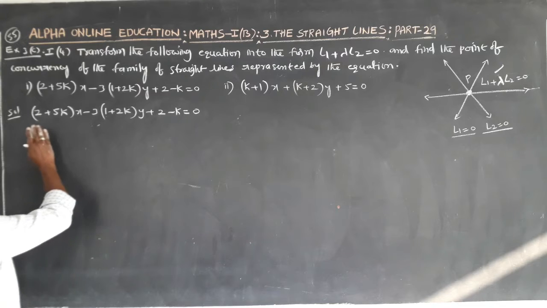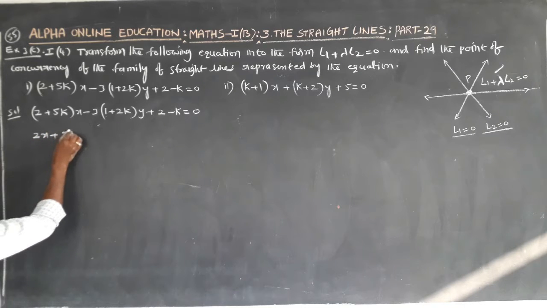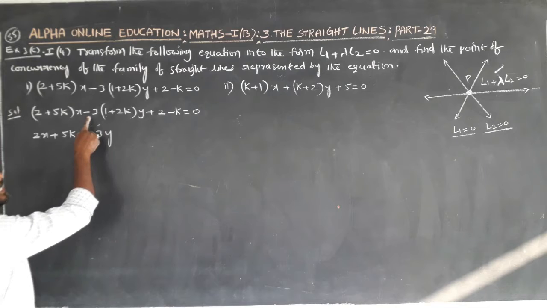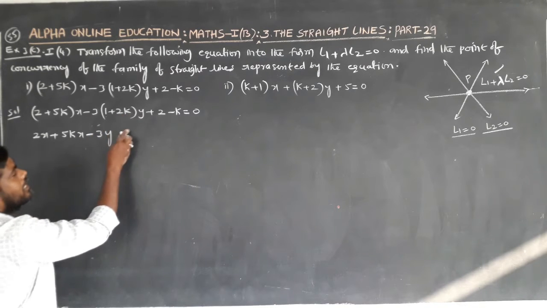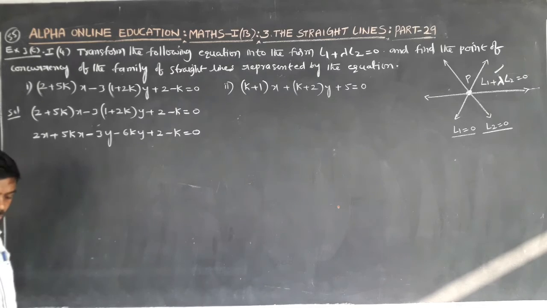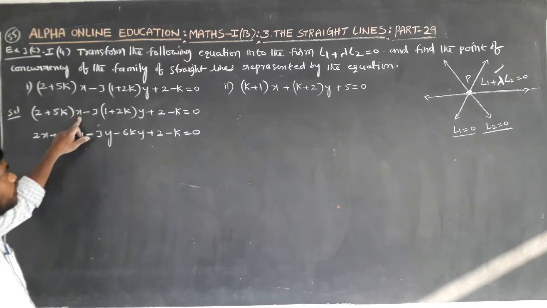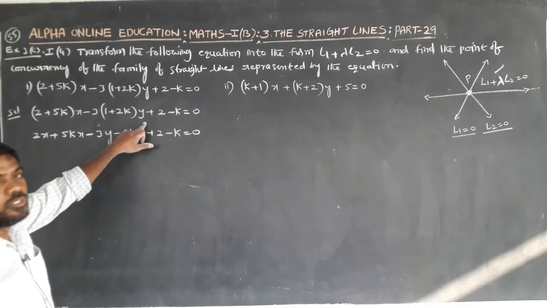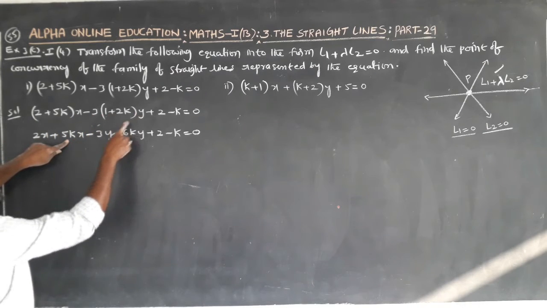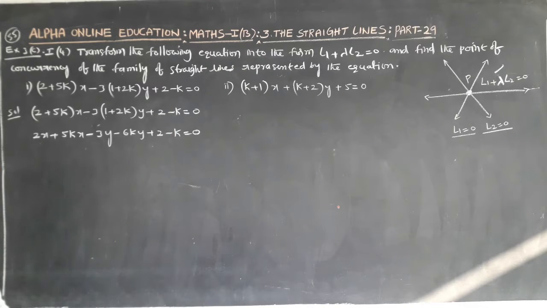First of all, multiply this equation out. 2 into x is 2x, 5k into x is 5kx, minus 3 into 1 into y is minus 3y, minus 3 into 2k is minus 6k, minus 6k into y is minus 6ky, plus 2 minus k is equal to 0.